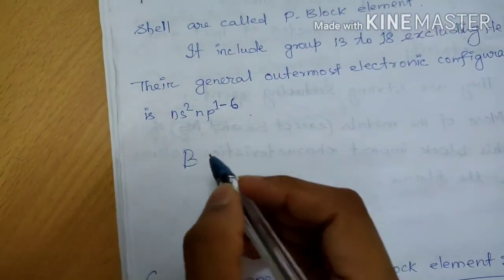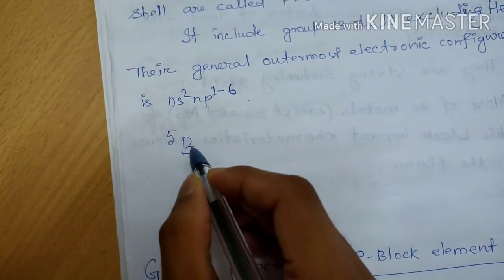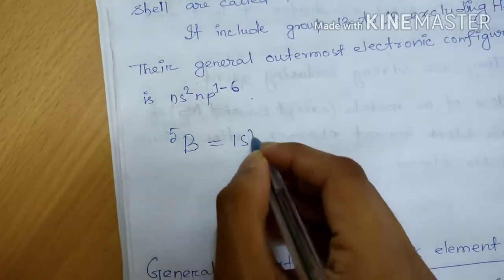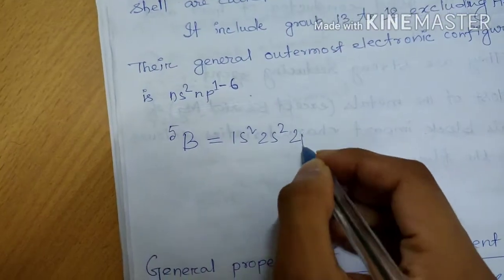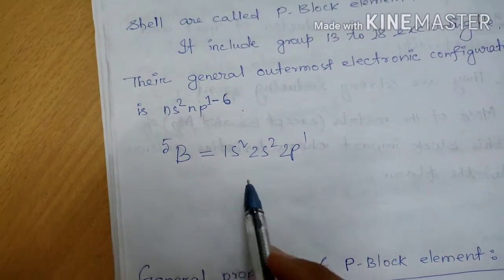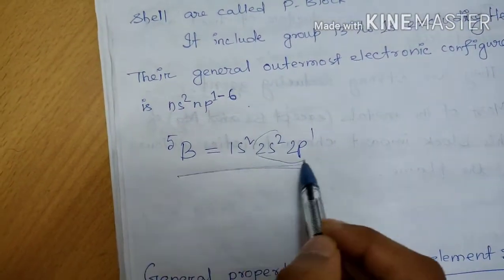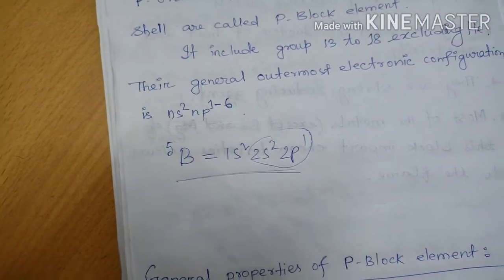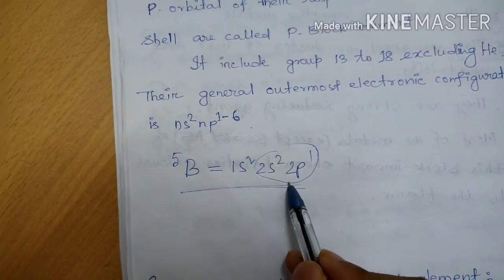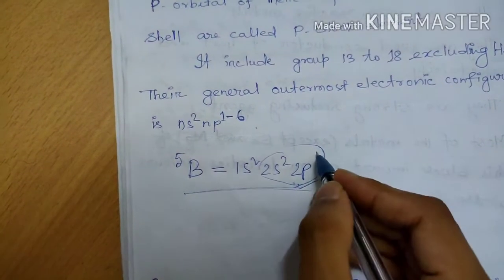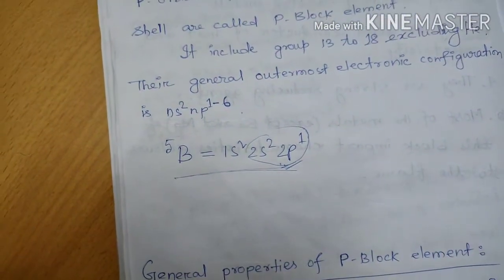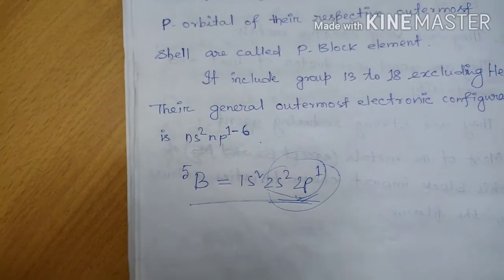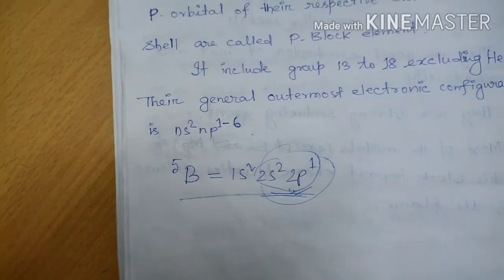The atomic number of boron is 5. So let me write the electronic configuration of boron: 1s2, 2s2, 2p1. This is the electronic configuration, and this is the valence electron of boron. You see the valence electron of boron enters the p orbital. This is the outermost electronic configuration of boron, that is a p block element.